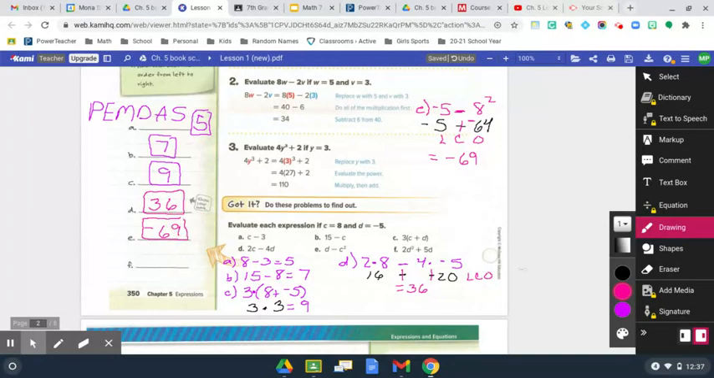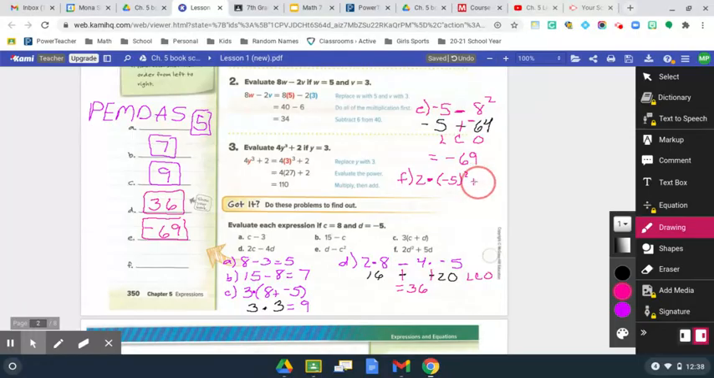Okay, last one, letter F. So 2d squared plus 5d. Okay, 2 times d squared. D is -5. Now what I'm doing is I'm just putting that in parentheses because I've got a lot going on here. I've got a multiplication sign. I've got a negative value that I have to square. So I want you to see it clearer. 2 times d squared. 2 times d, -5, squared.